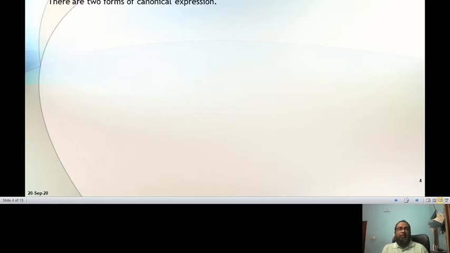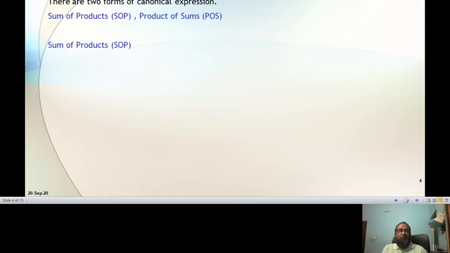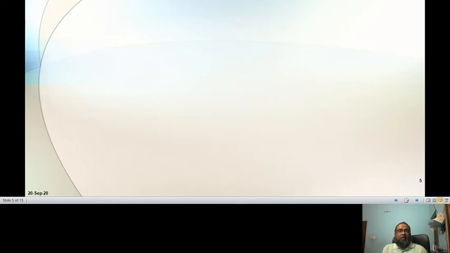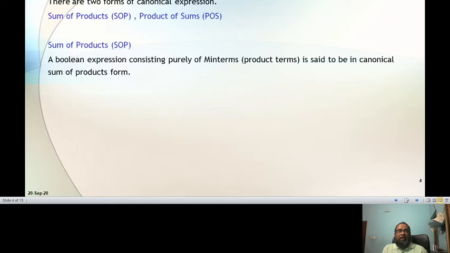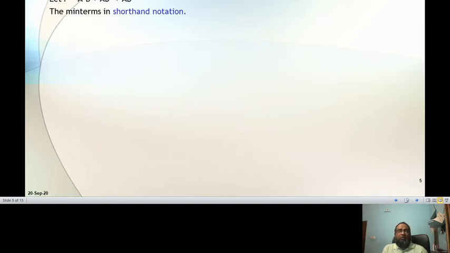Now, we will see some examples. Sum of product, SOP, is a canonical expression of sum of products. An expression that consists of minterms is said to be a canonical sum of products, or SOP, that is, the terms are connected by the sum operation.